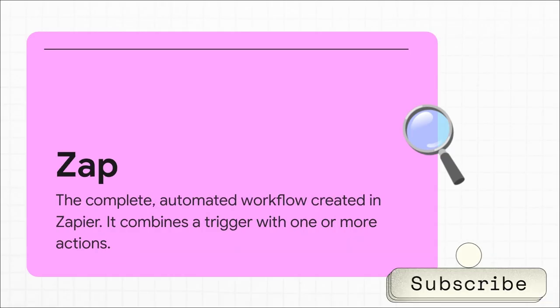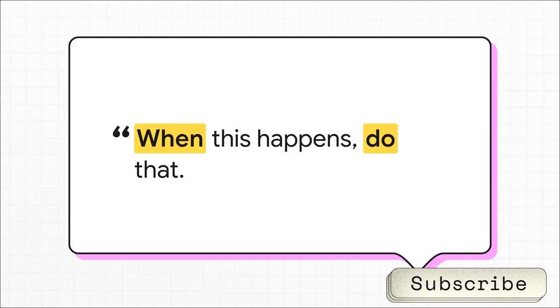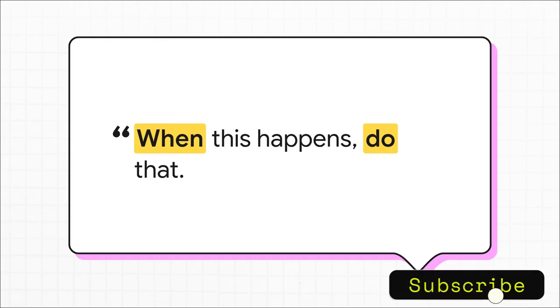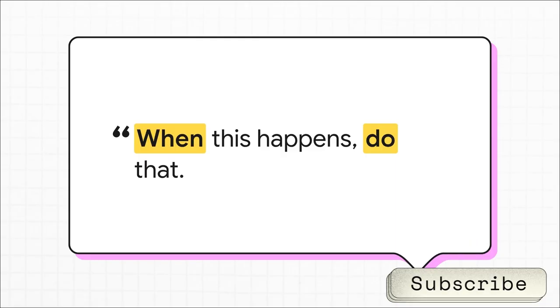Now, when you put a trigger and an action, or even a few actions, together, you get a zap. That's it. The zap is the complete automated workflow you just built. It's the whole recipe, working together to get one specific job done for you. And really, this is the whole thing right here. If you can just remember this simple phrase, "when this happens, do that," then you totally understand the logic behind every single automation. It's that straightforward, but the possibilities of what you can build with it are, well, pretty much endless.